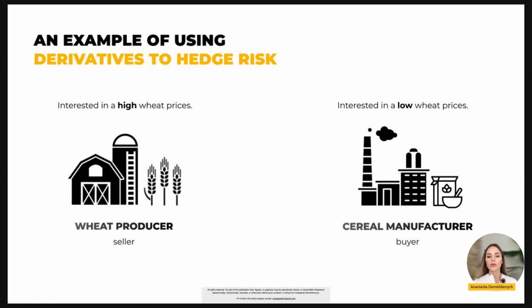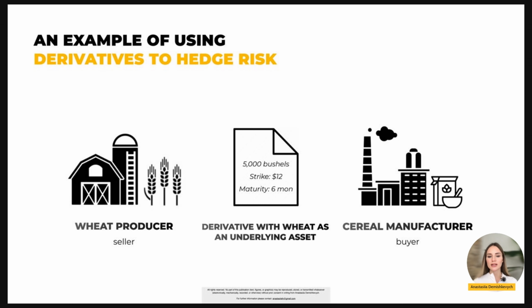Let's have a look at a real-world example of hedging. We will have the wheat producer on the left and the cereal manufacturer on the right. Undeniably, the wheat producer is interested in selling their wheat at the highest price possible, while the cereal manufacturer wants to see the price of wheat going lower to cut the production cost. Let's now assume that the wheat producer sells 5,000 bushels of wheat to a cereal manufacturer at a price of $12 per bushel for delivery 6 months from now. For derivatives, the pre-specified price is called the strike, and the pre-specified date is called maturity.